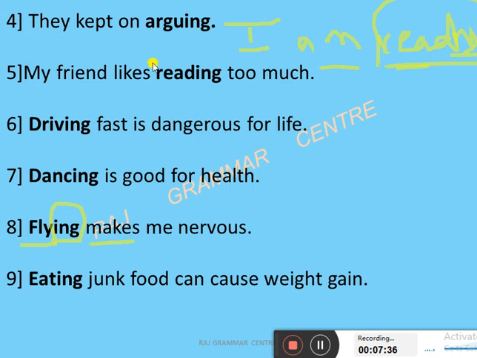Yeah, so here: arguing, reading, driving, dancing, flying, and last, eating junk food can cause weight loss, right? Here eating is the gerund, and the main verb is "can cause."